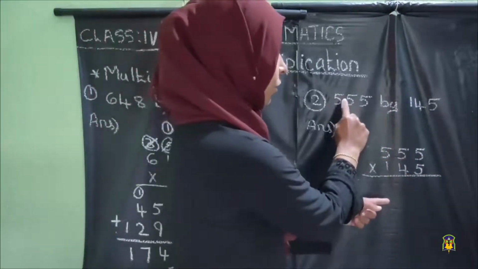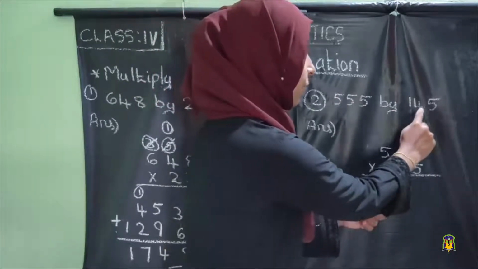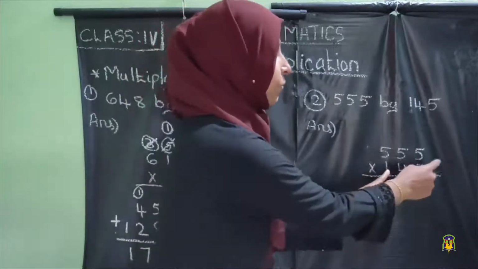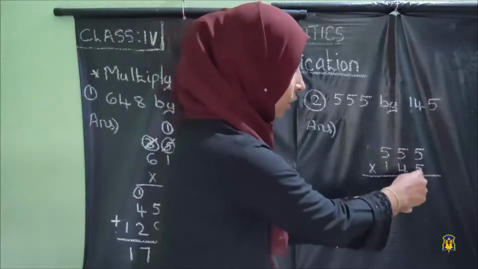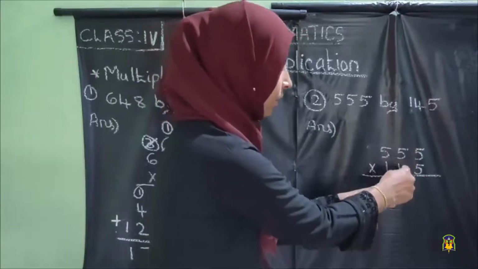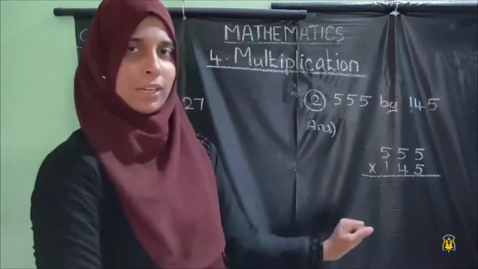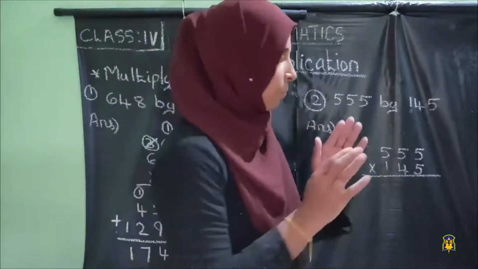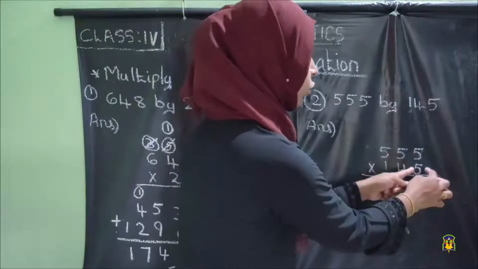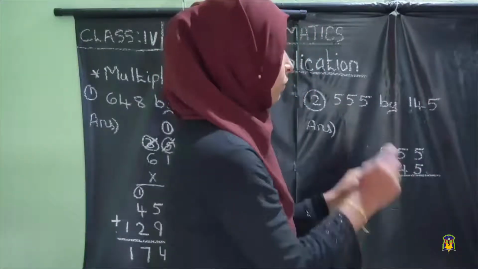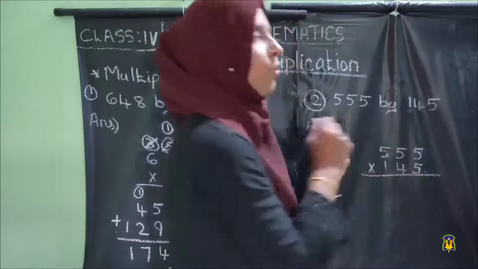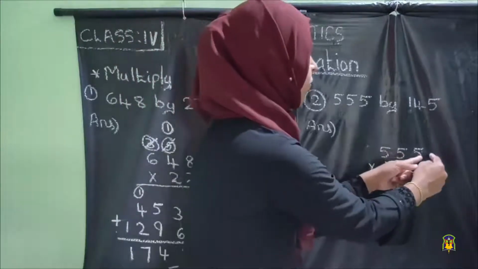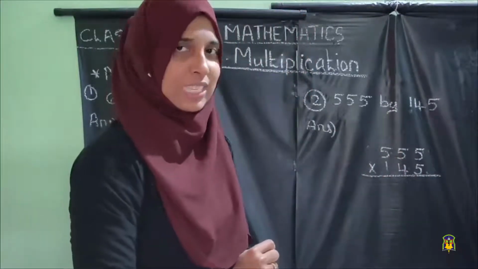Here 555 by 145. So first we have written 555 into 145. So 5 should be written below the ones place, 4 should be written below the tens place, and 1 should be written below the hundreds place. Okay, now we can multiply. How? First we want to multiply 555 into 5. Okay, first step. Next we want to multiply 555 into 4, the digit in the tens place. Next, third step is we want to multiply 555 into 1. Okay, so let's start multiplying.